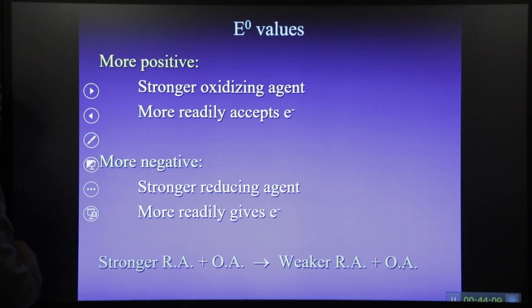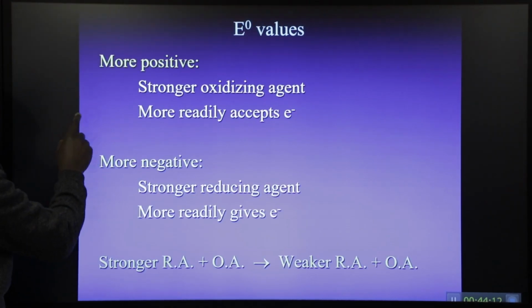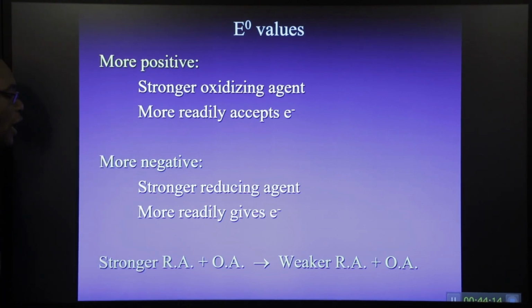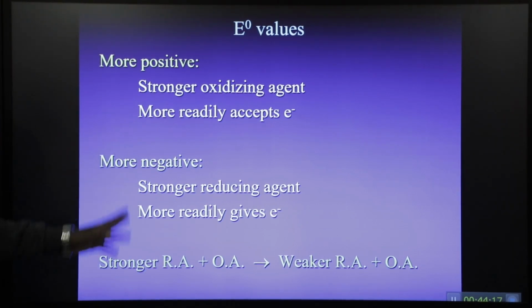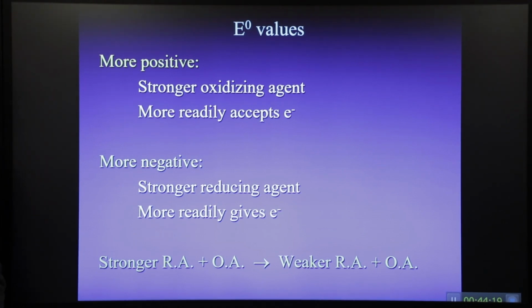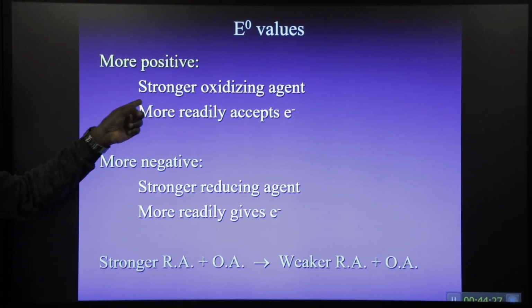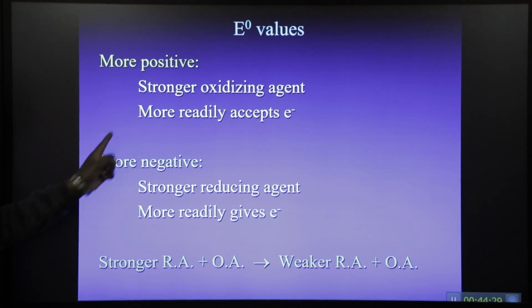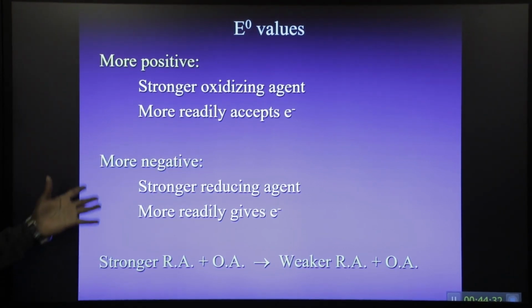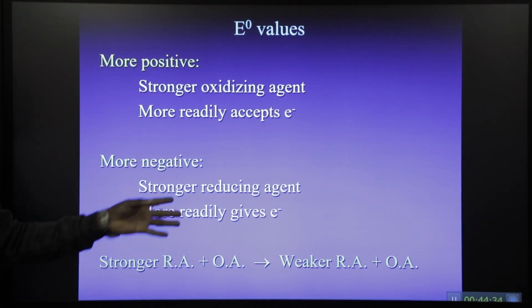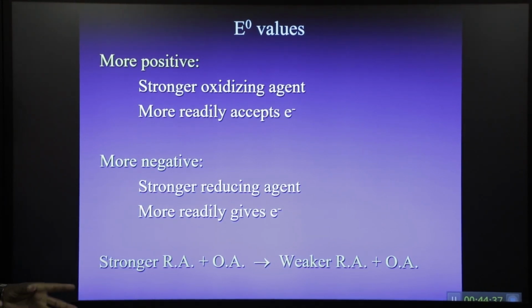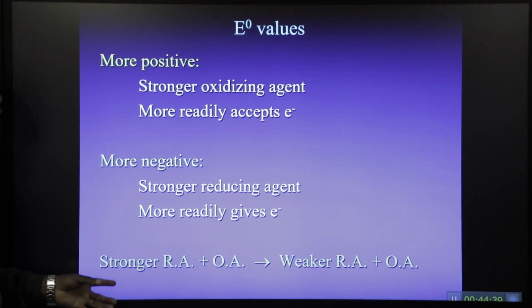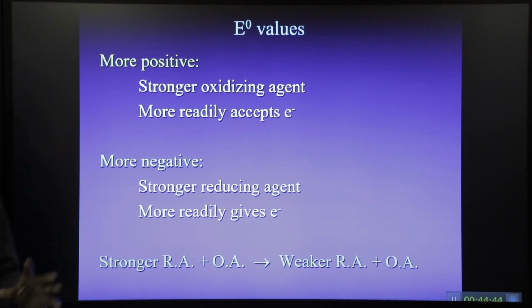So boys and girls, these are the deductions you are supposed to make when you are deciding which materials to pick up as an anode or a cathode, because when your E values are more positive, it means the material is a strong oxidizing agent and more readily accepts electrons. If it is more negative, it means they are reducing agents and they readily give away electrons. So this is a summary of how we make use of galvanic cells.